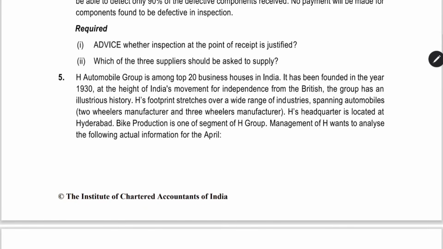Here now we are going to see question number 5. Here this is a long story. You can read it by yourself. The main point in this paragraph is that they have given some information for you.